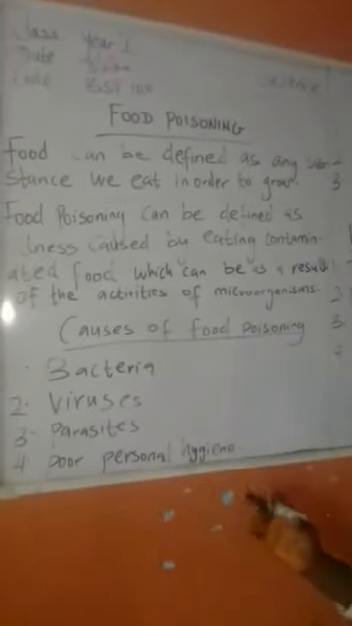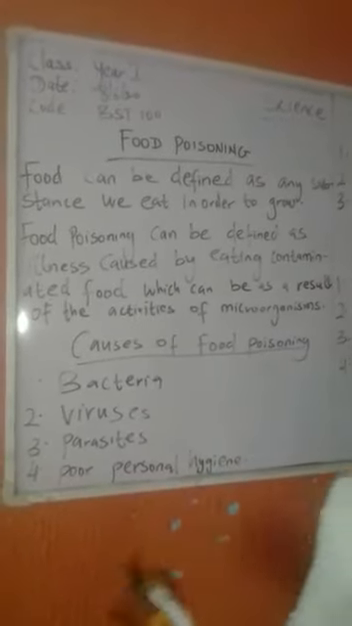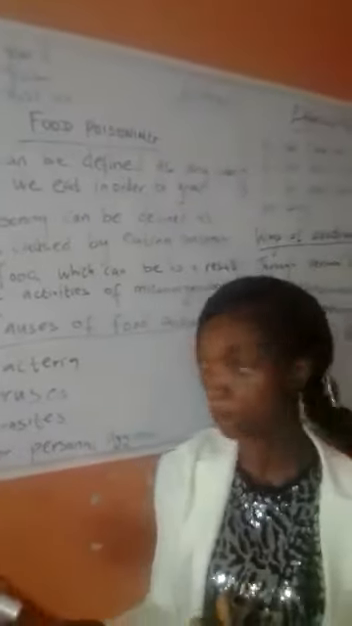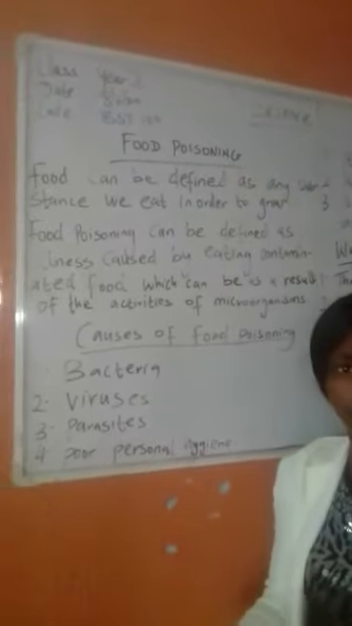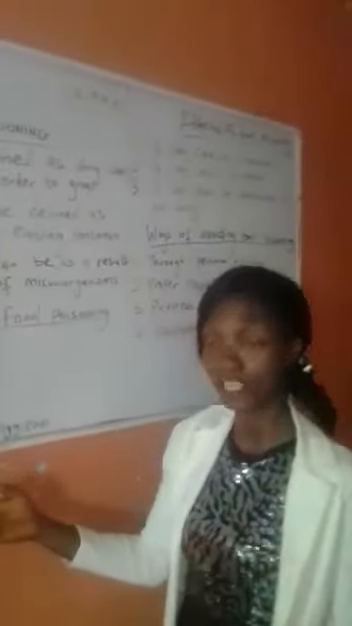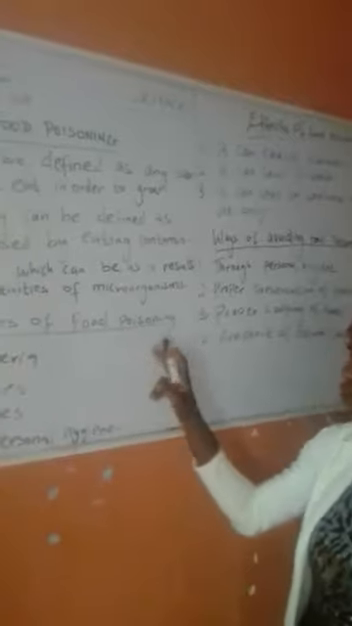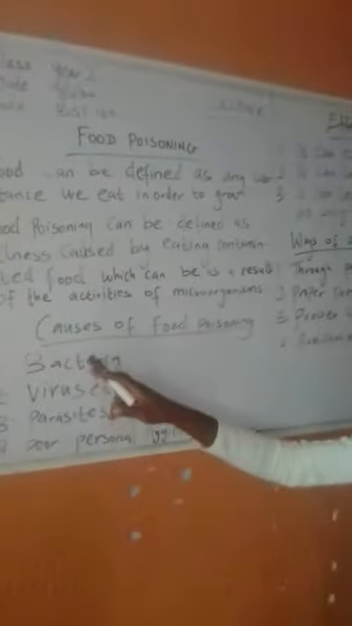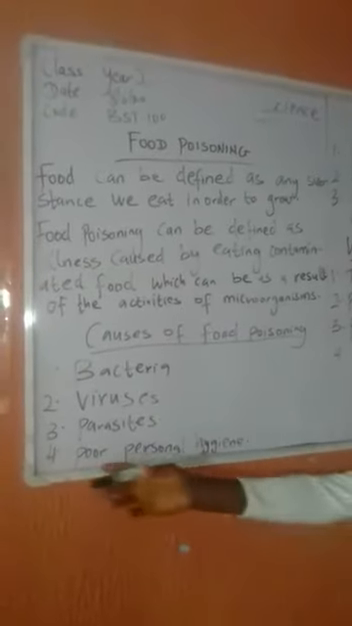Apart from microorganisms, there are some other factors that can lead to food poisoning. Number four, we have poor personal hygiene. What is hygiene? It simply means keeping your body and your belongings clean, applying all cautions to see that neatness is maintained. When poor personal hygiene is applied in food, it can bring up germs or lead to poisoning of food. So microorganisms, bacteria, viruses and parasites can cause food poisoning, and also poor personal hygiene.